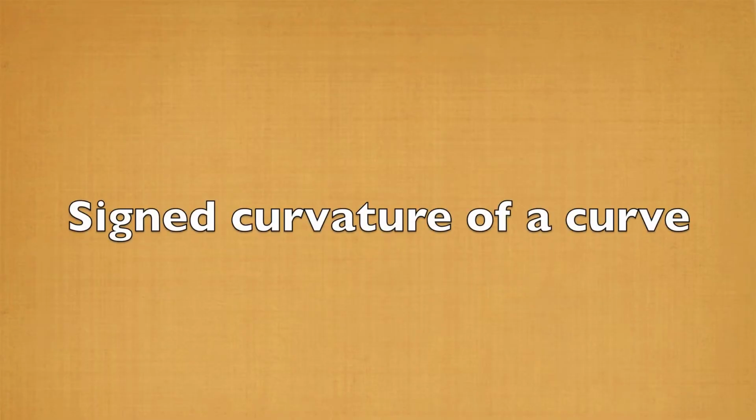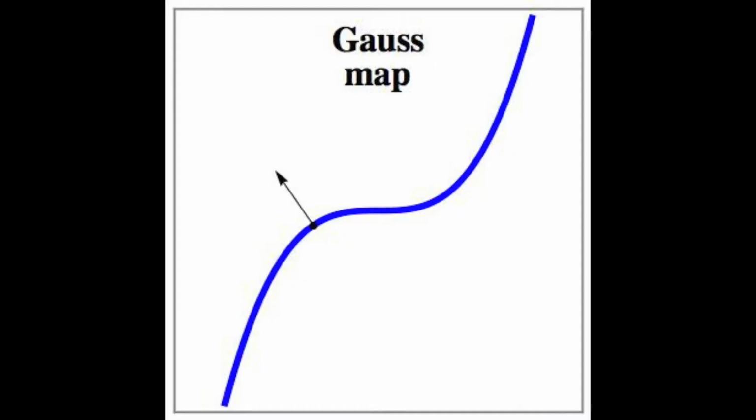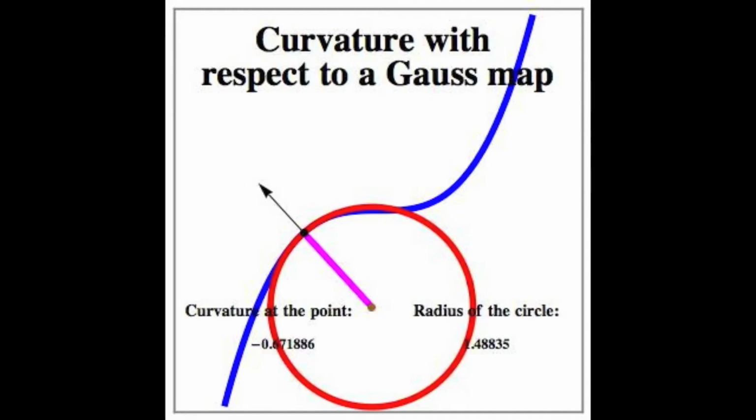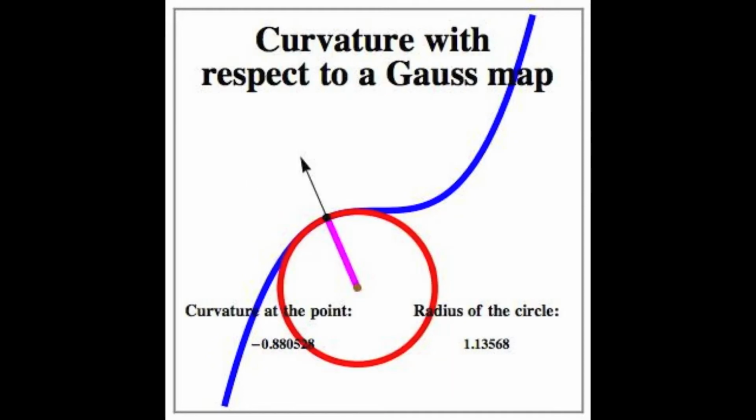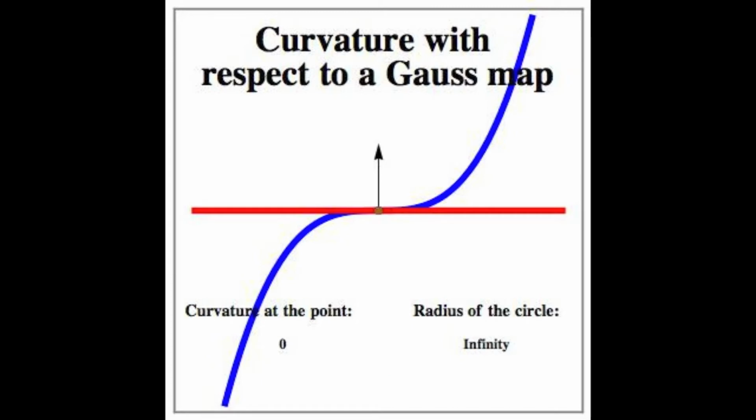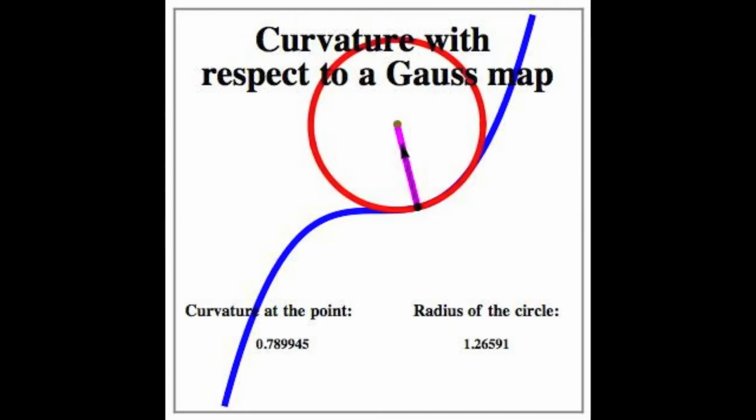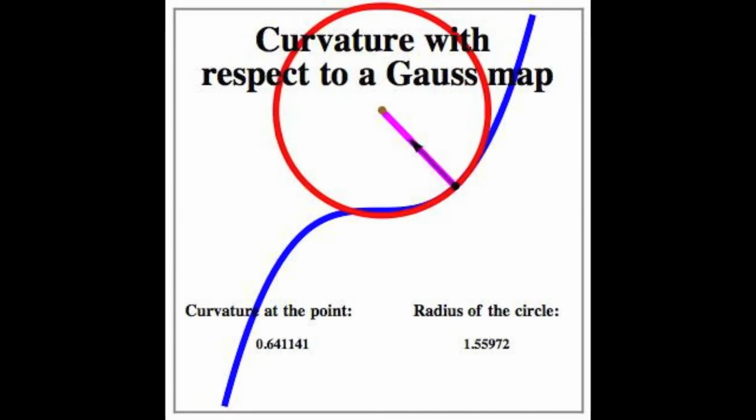We can give a sign to the curvature by defining a Gauss map, which is simply a choice of a normal vector to the curve. We say that the curvature is positive if the center of the circle that best fits the curve is in the direction of the Gauss map. Otherwise, we say that the curvature is negative.